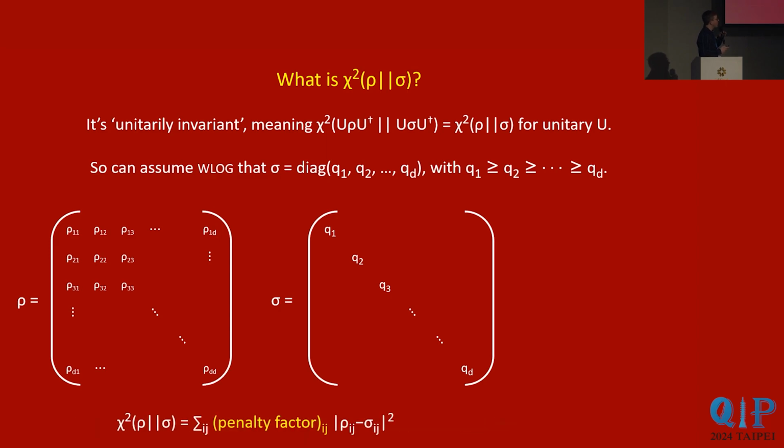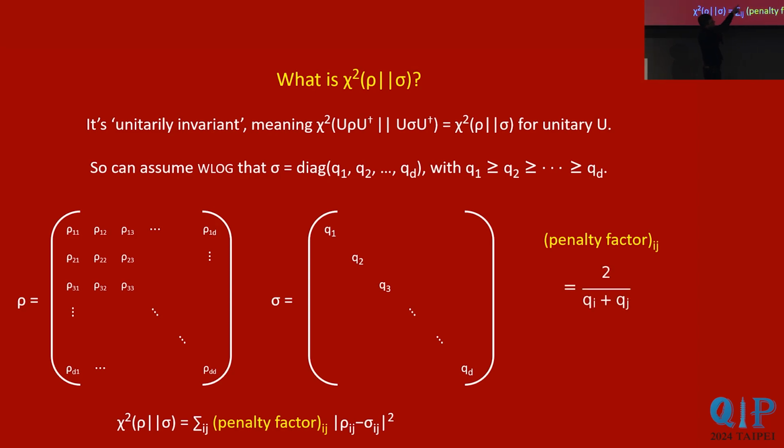So to define the chi-square divergence, it's almost the same formula. You go over all the entries and you take the difference of the two matrices and square it, but you multiply the ijth entry by a penalty factor, which is in general bigger than 1. And what is this penalty factor? The penalty factor for the ij entry of the matrices is this ratio, 2 over qi plus qj, where the q's are the diagonal entries of sigma.